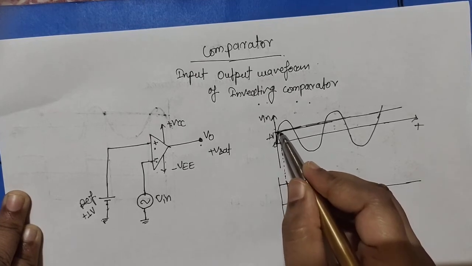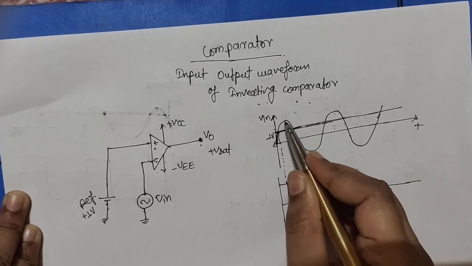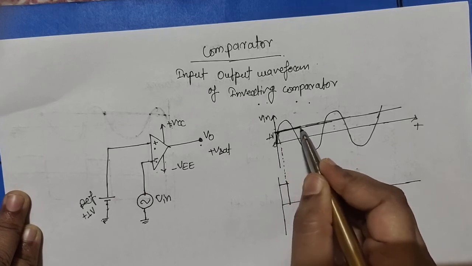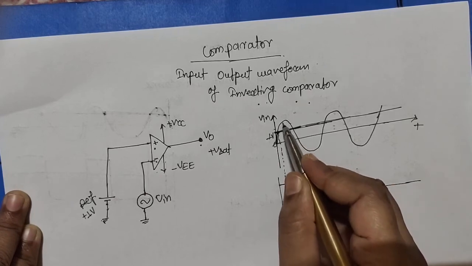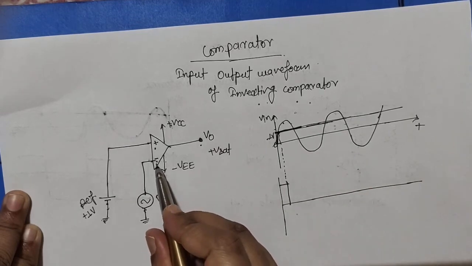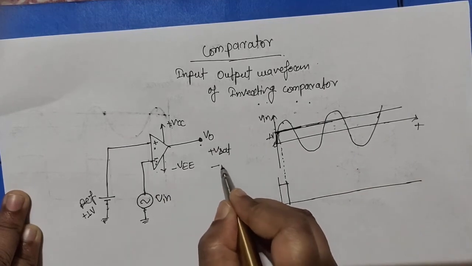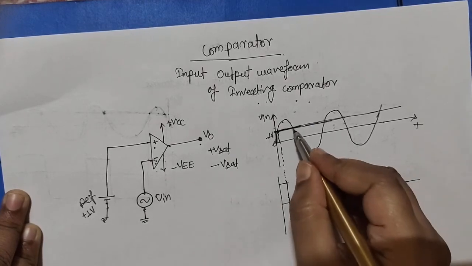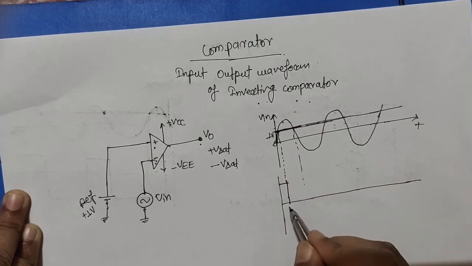After this point, if we see in this portion, this input signal is higher than this reference voltage, and this input signal is applied to the negative terminal, so the output will be minus Vsat.